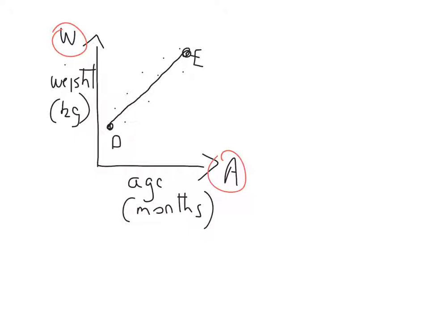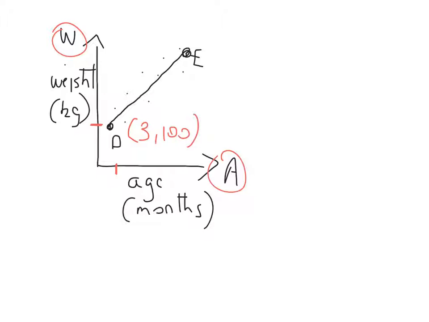Now the question says a cattle farmer records the weight of some of his calves. The scatter graph shows a relationship between the age and the weight of the calves in months and kilograms. A line of best fit has been drawn. Point D represents a 3-month-old calf weighing 100 kilograms. So it's along to 3 and up to 100 kilograms. So that's the point (3, 100).